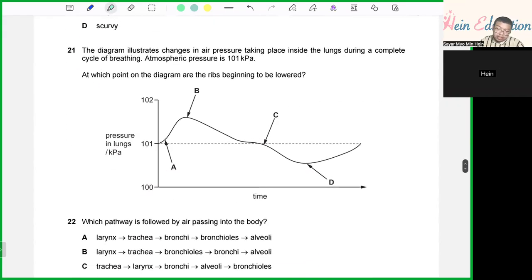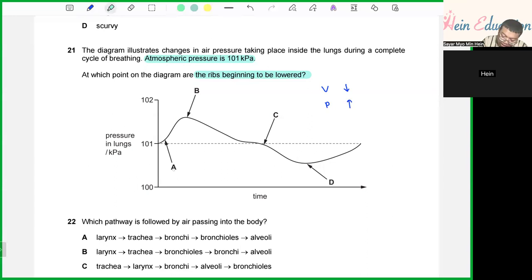Number 21. The diagram illustrates changes in air pressure taking place inside the lungs during a complete cycle of breathing. Atmospheric pressure is 101 kilopascals. At which point on the diagram are the ribs beginning to lower? When the ribs begin to lower, it means the internal intercostal muscles contract, pulling the rib cage down and in, right? So the volume decreases and the pressure increases. So you have to look at the point where the pressure is increasing above the atmospheric pressure.